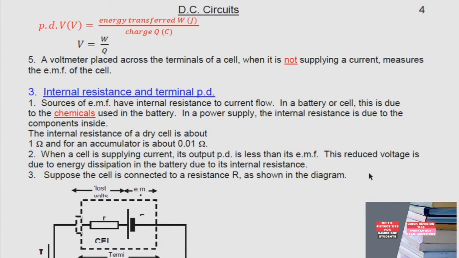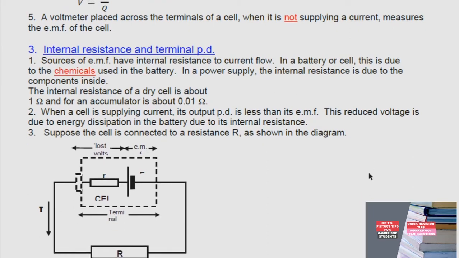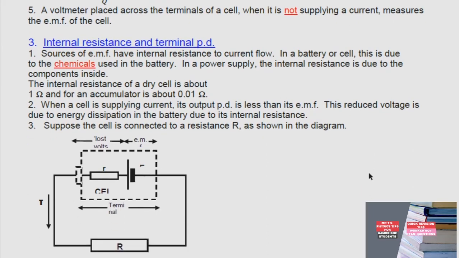A voltmeter placed across the terminals of a cell when it is not supplying a current measures the EMF of the cell. So EMF is the PD in an open circuit, the PD across a battery in an open circuit. Internal resistance and terminal PD. Sources of EMF have internal resistance to current flow. In a battery or cell, this is due to the chemicals used in the battery. In a power supply, the internal resistance is due to the components inside. The internal resistance of a dry cell is about 1 ohm, and for an accumulator is about 0.01 ohms.